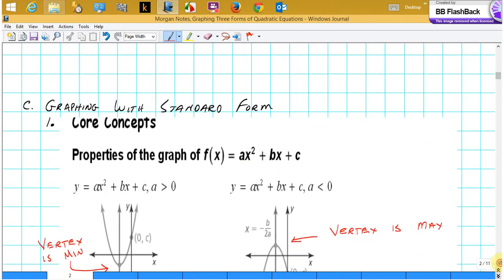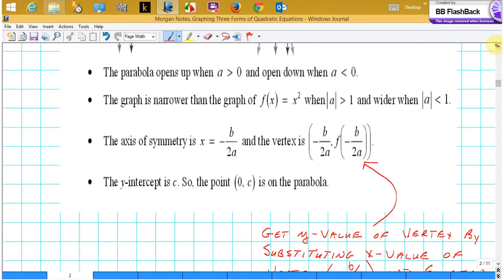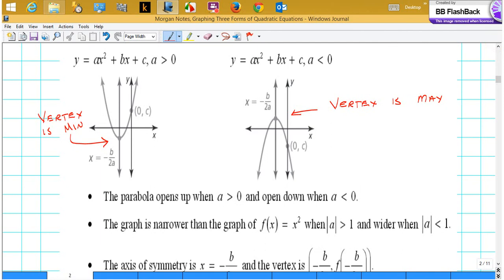So here's standard form. We said that standard form is going to be ax squared plus bx plus c. And if the a value is greater than 0, that means there's not going to be any negative on the a. We know from before in transitional forms these things will open up. If the a would be negative, that would be a negative in front of the x squared, that will cause it to open downward. Okay?